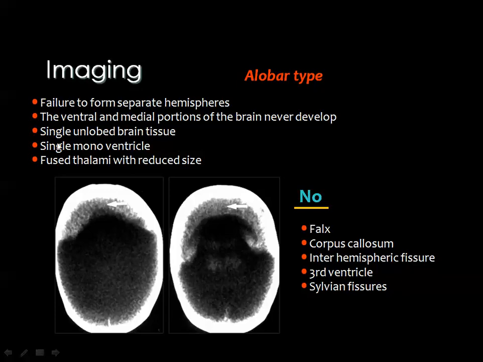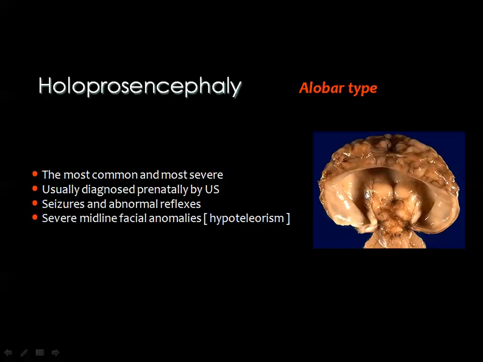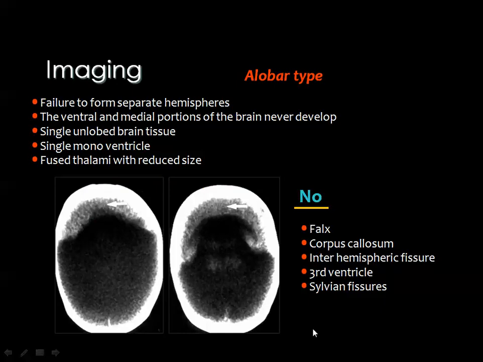Then you have a single brain tissue, a single monoventricle, and fused thalami with reduced size. And here you can appreciate this. This is the region of the thalami, and they are fused together and also reduced in size. Then most of the midline structures are not present, including the falx cerebri, the corpus callosum, the interhemispheric fissure, the third ventricle, together with the sylvian fissures as well.